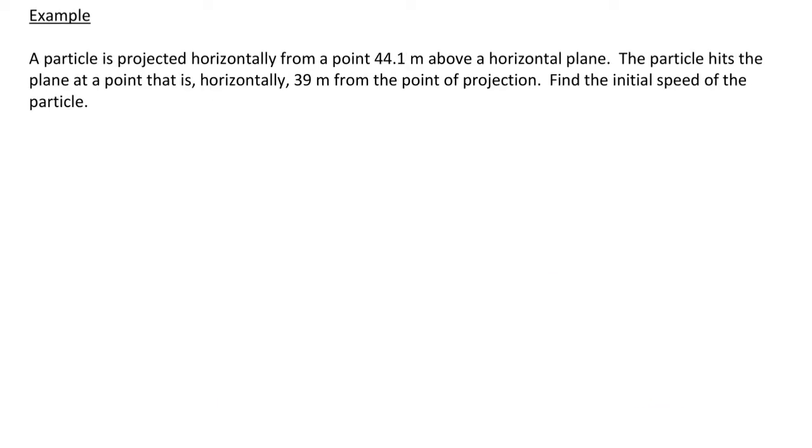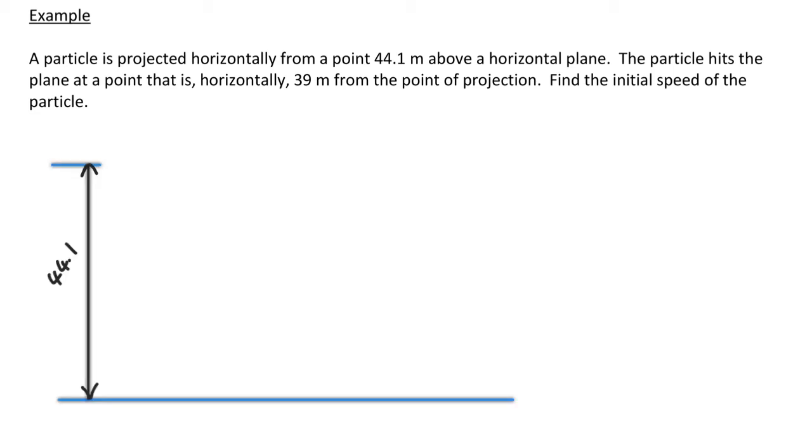Our second example then: a particle is projected horizontally from a point 44.1 meters above a horizontal plane. The particle hits the plane at a point that is 39 meters from the point of projection. So that's going to be here, where this is 39 meters. And if it's been thrown horizontally, it's going to look like that. Find the initial speed of the particle.